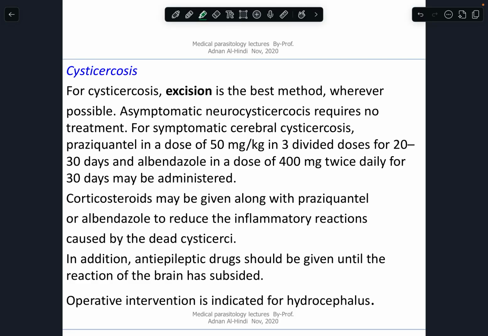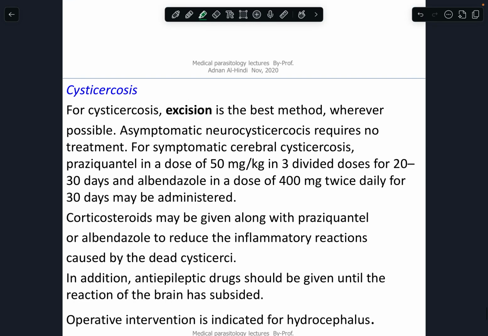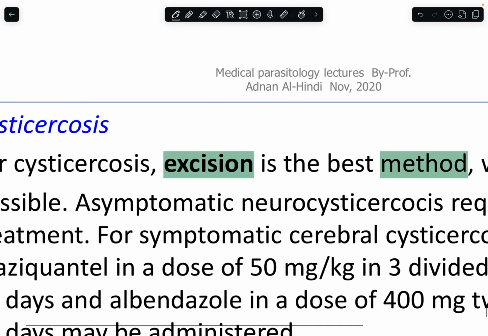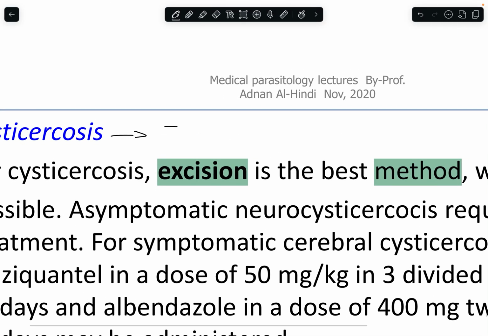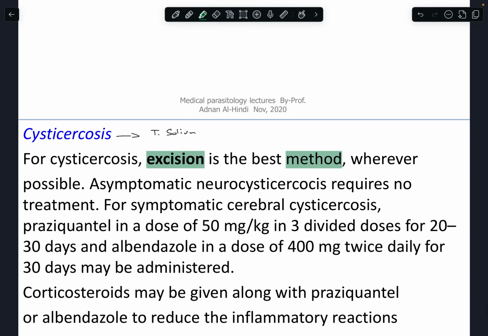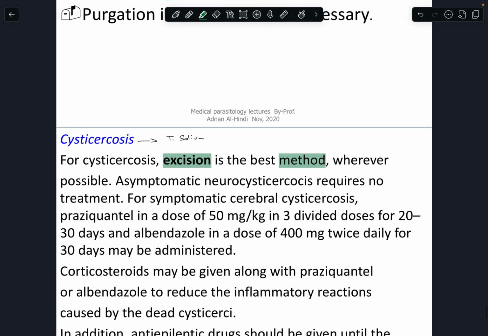For cysticercosis, excision is the best method wherever possible. Let's remember this is in T. solium. Asymptomatic neurocysticercosis requires no treatment.